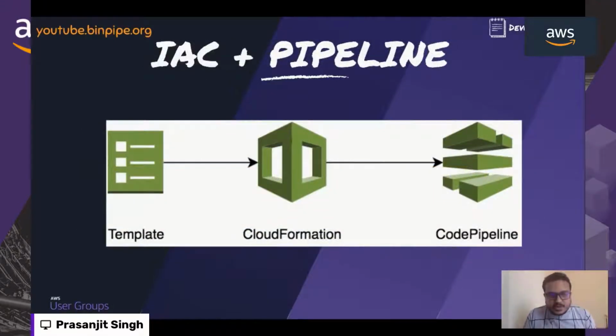So today we will do an important aspect of DevOps, that is called infrastructure as code, and we will combine it with a pipeline. So what is the plan? Let me explain. I'll tell you what infrastructure as code is first.